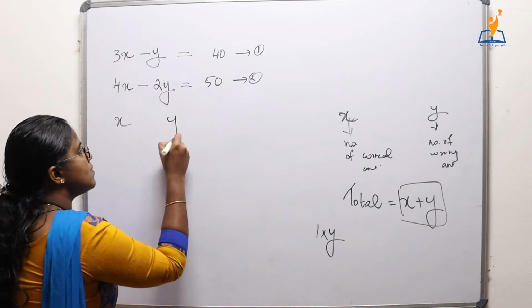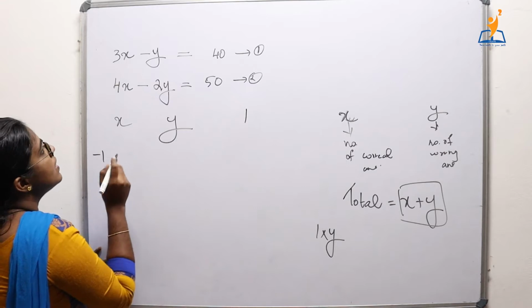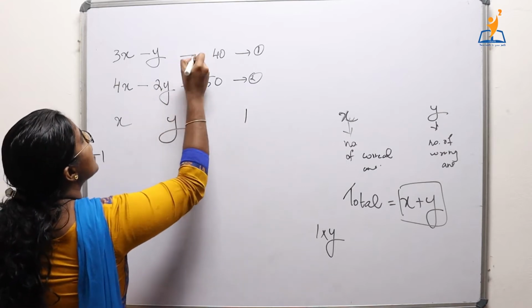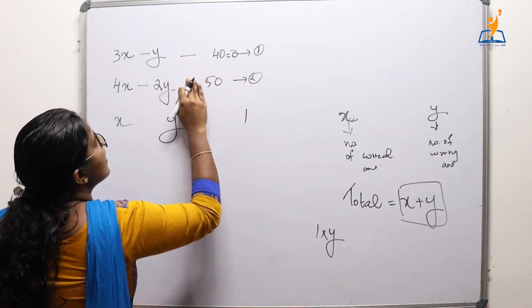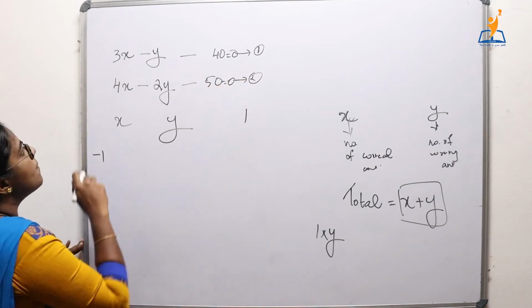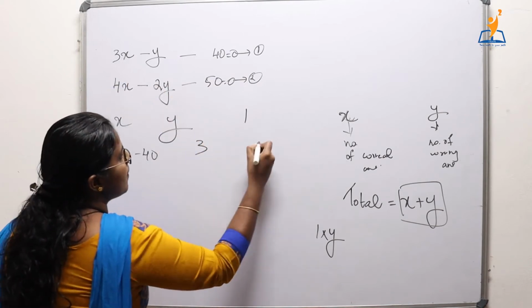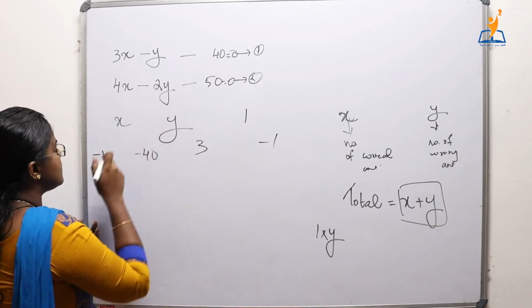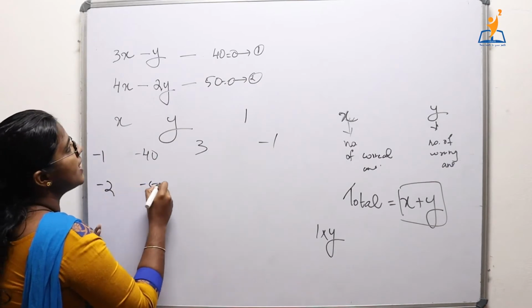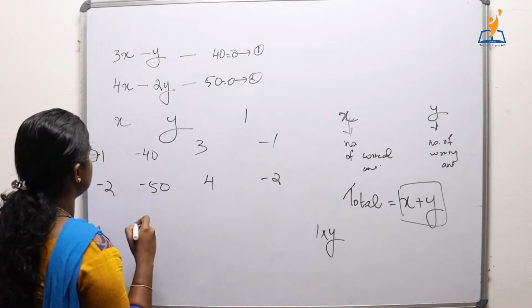We can use cross multiplication method. Let's draw the diagram. So, that is -1. Before that, we want to make it in the arbitrary form or standard form. This is the standard form. So, -1, -40, 3, -1. Again, -2, -50, 4 and -2.